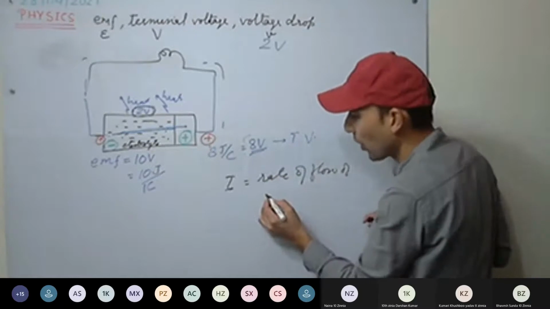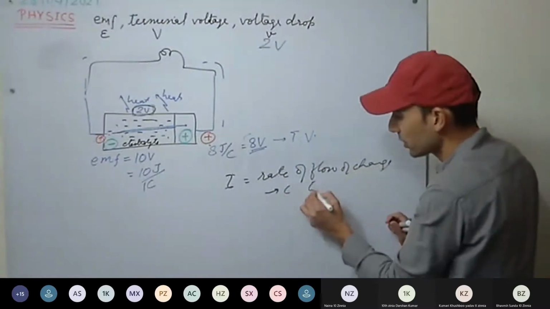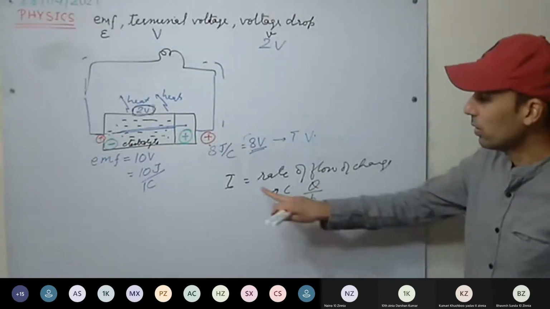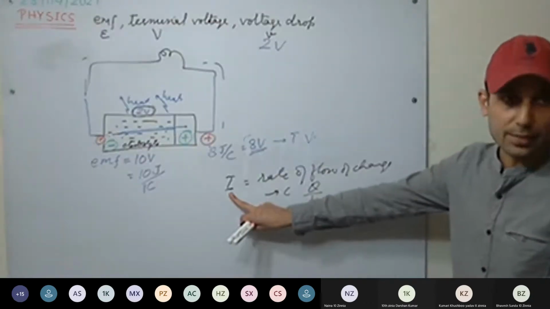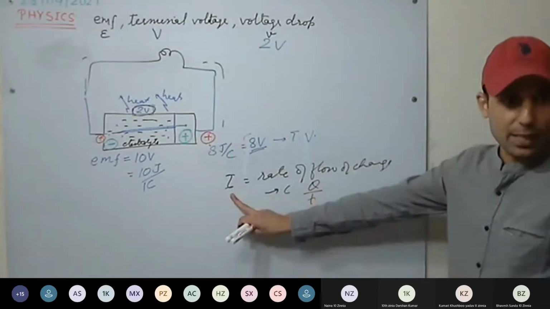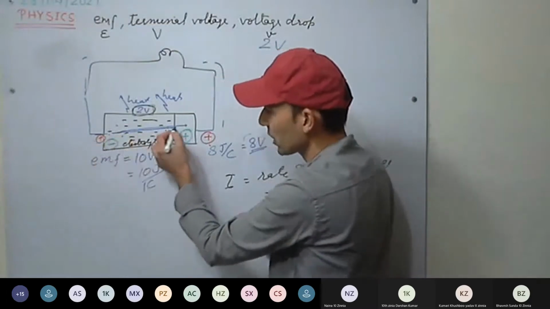That is how fast the charge is flowing. Okay, it is charge upon time. The more time the charge takes to flow, the less the current will be. Now we have slowed down the speed of charge.